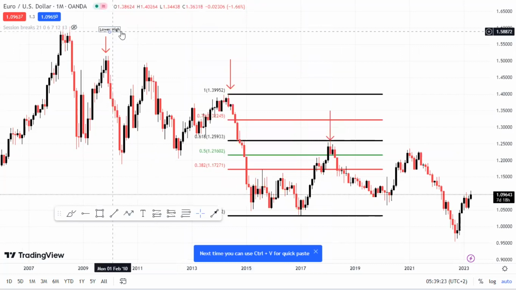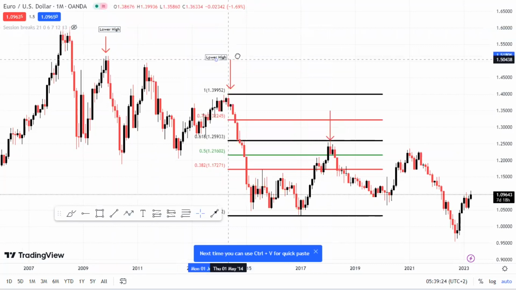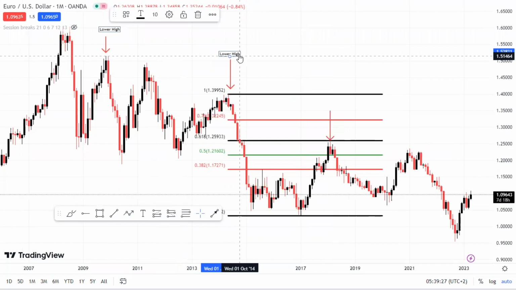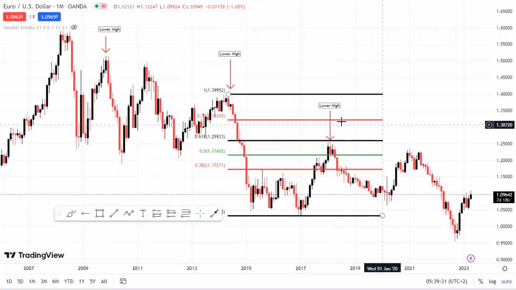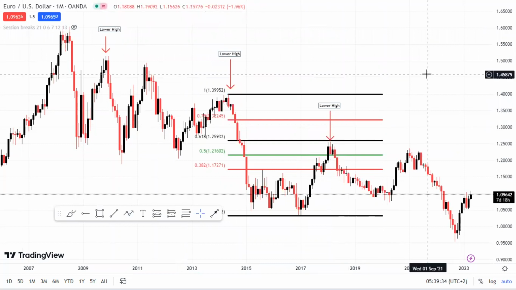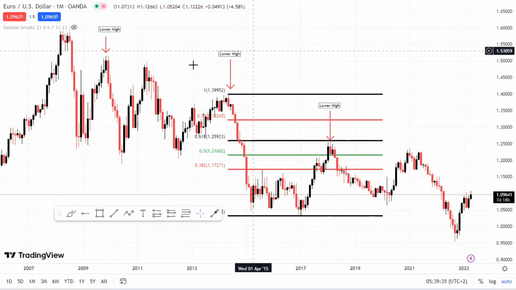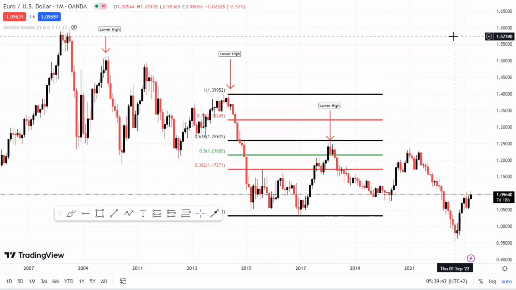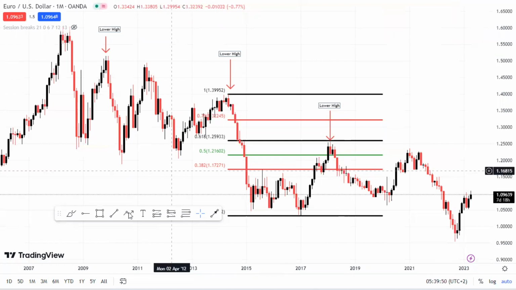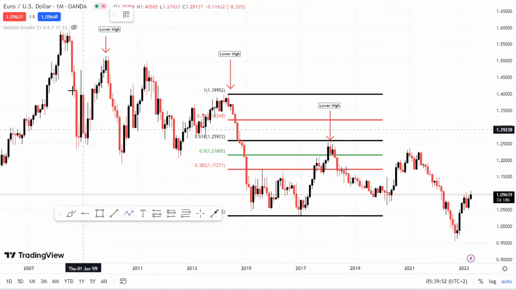So we start off by highlighting our lower highs. Given all the rules that I have just set out for you and all the conditions that you need to actually put your fib on the chart, I have actually marked up this EUR/USD chart, as you can see.